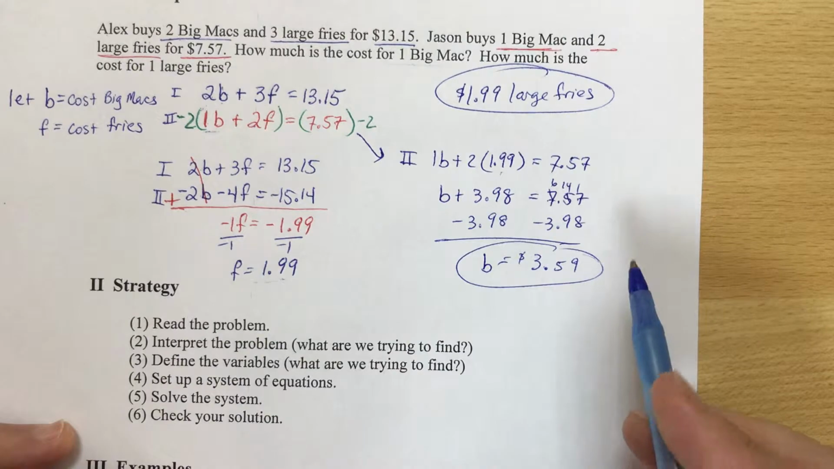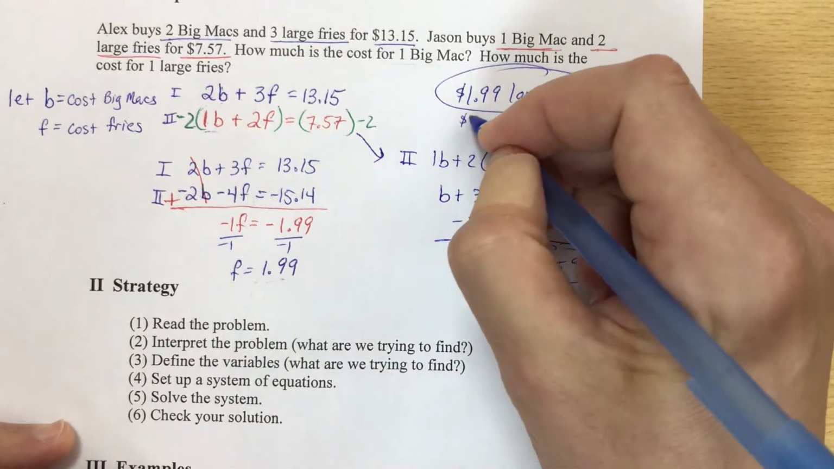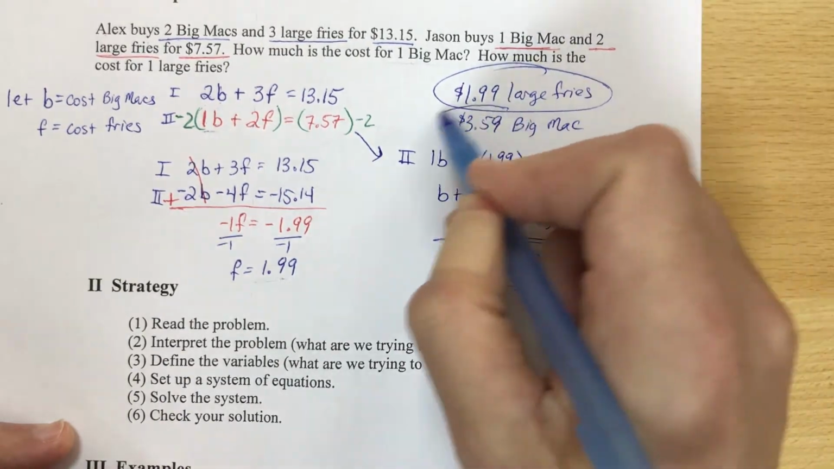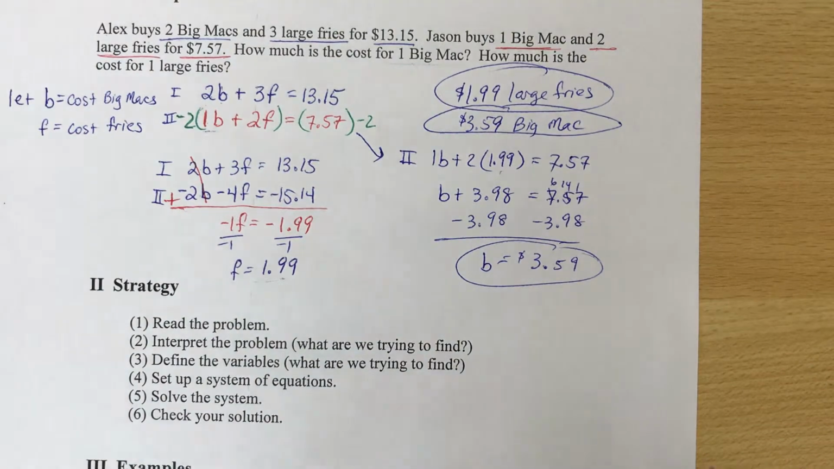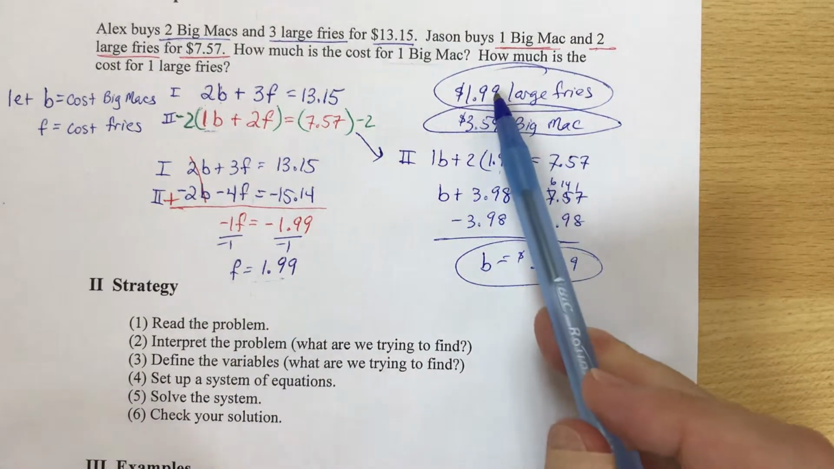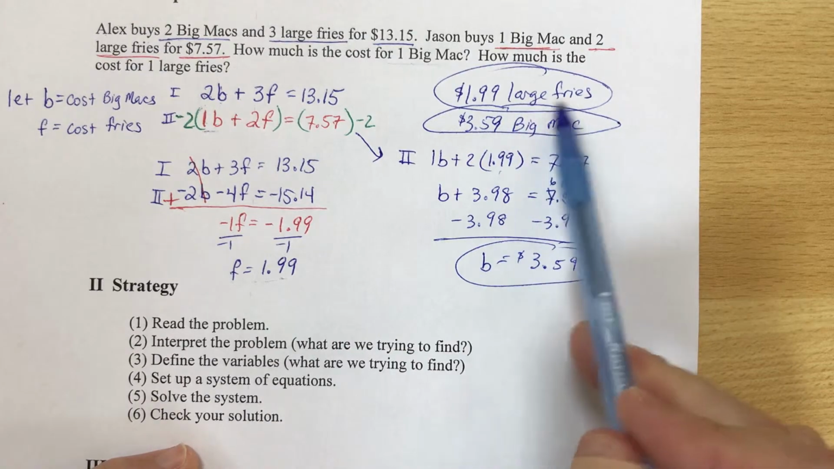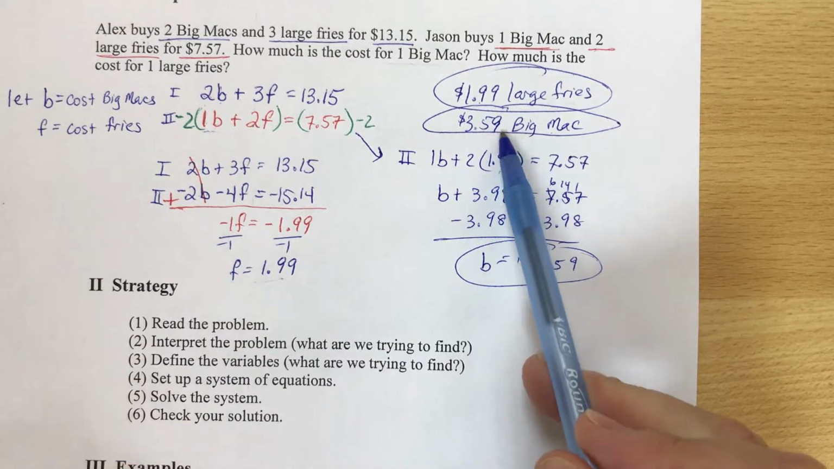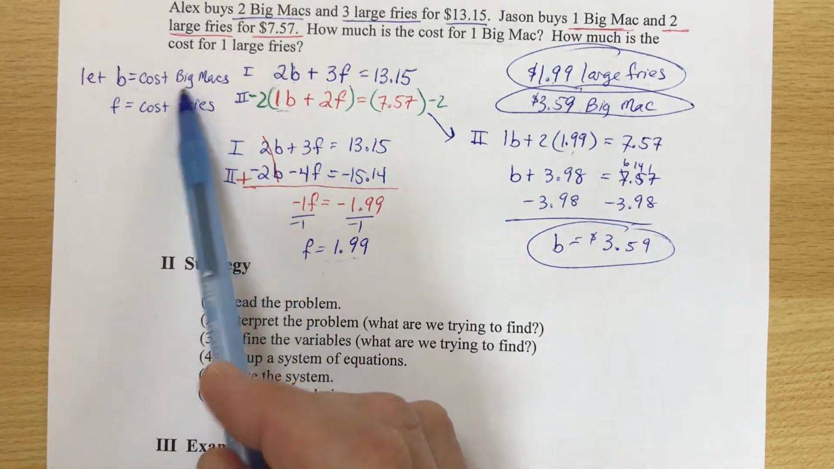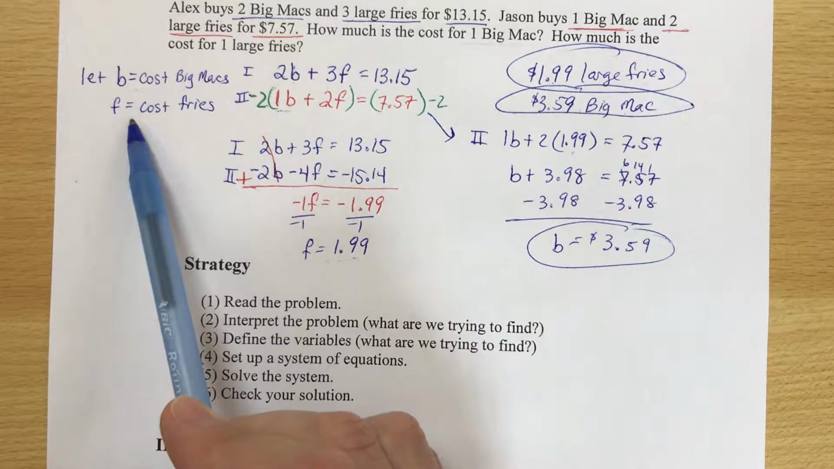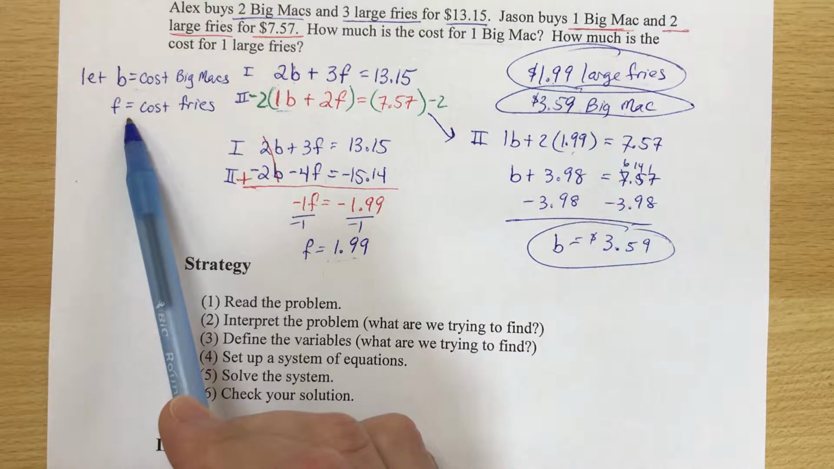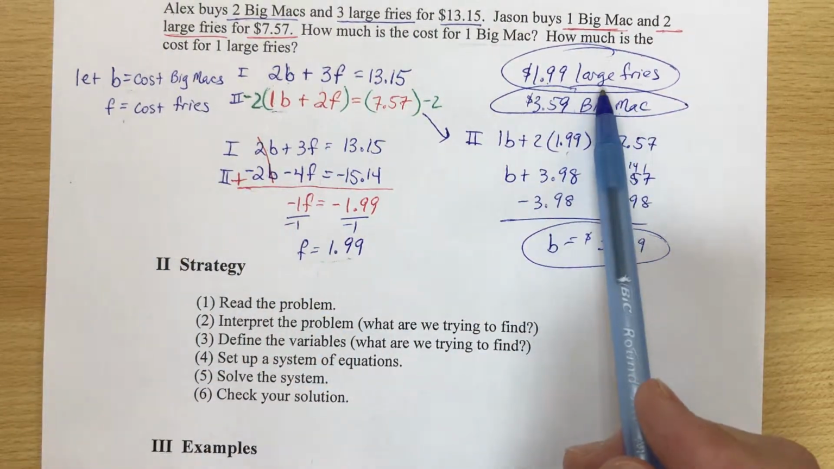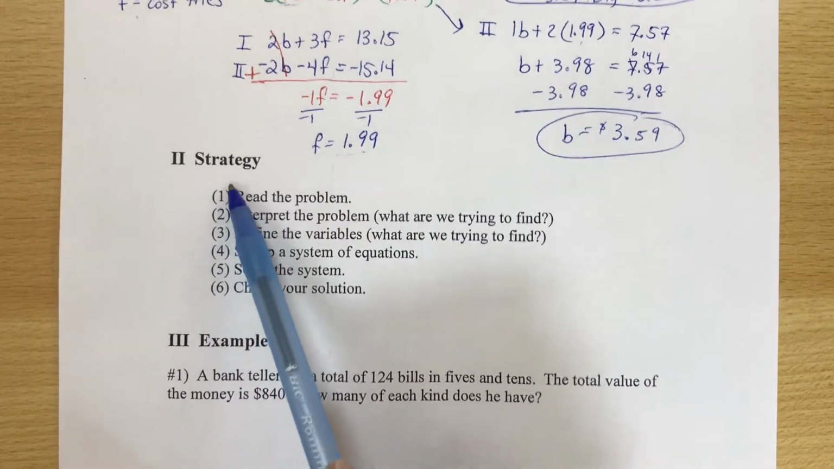Now that's B, but what does that stand for? $3.59 is the cost of a Big Mac. So those are the two solutions right there. And it's important, when I write my answer at the end, I also want to write what the numbers represent. Okay? This is the large fries cost, this is the Big Mac cost. And that's why I always start my equation by defining variables. I write down what the variables mean so that when I get to the end, then I can remember what they are.